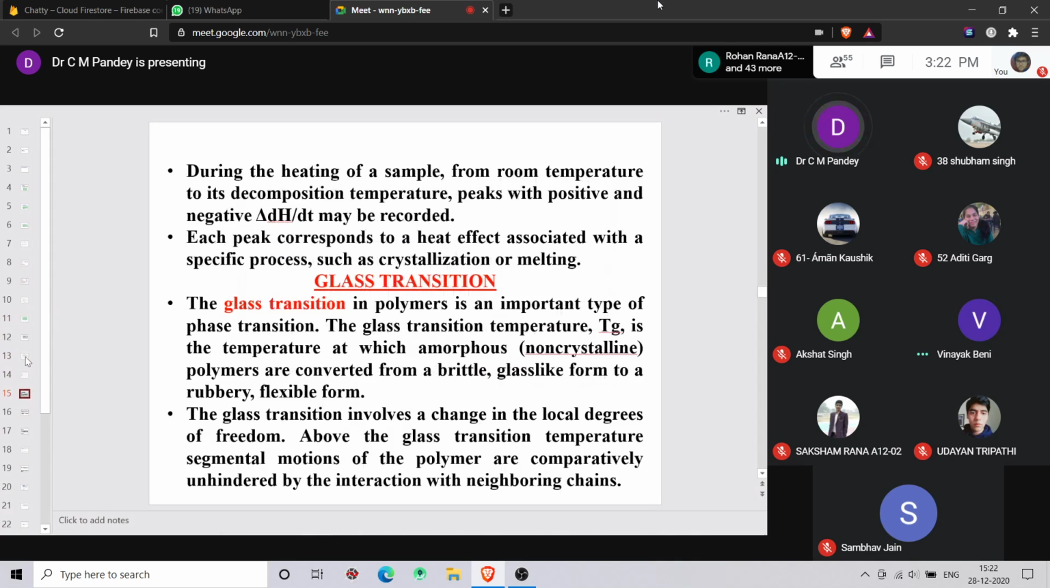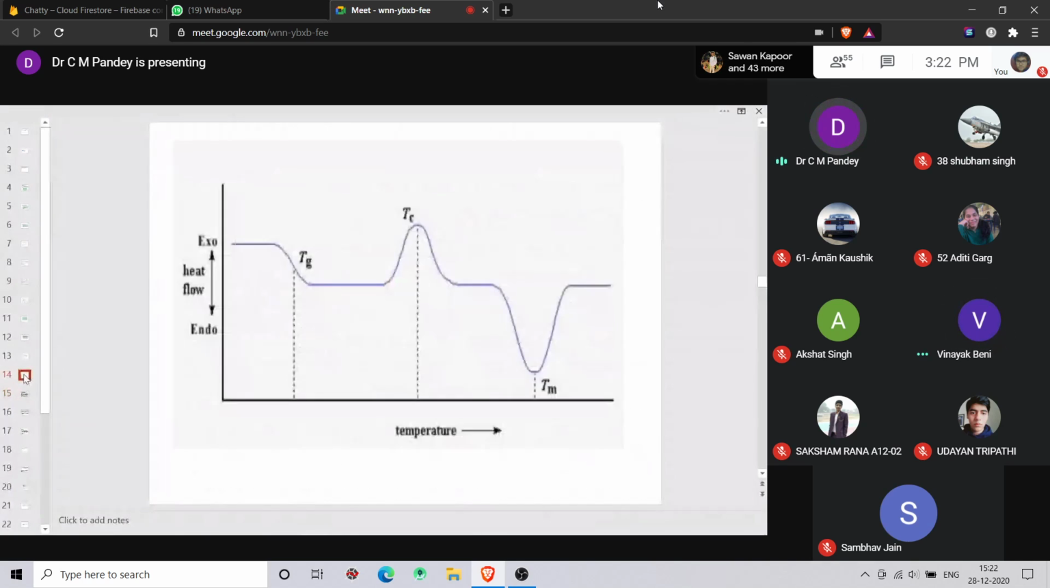During the heating of a sample from room temperature to decomposition temperature, peaks with positive and negative delta H by delta T may be recorded. Each peak corresponds to a heat effect associated with a specific process such as crystallization, melting, or glass transition. First is the glass transition. This peak is the Tg peak, also known as the glass transition peak.